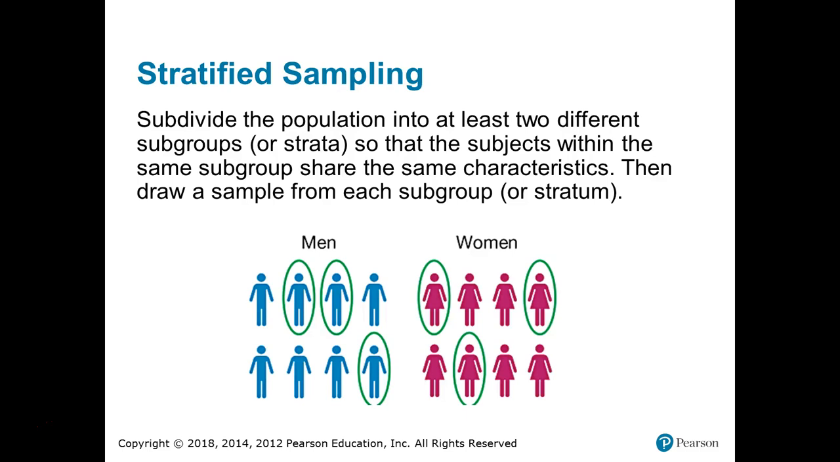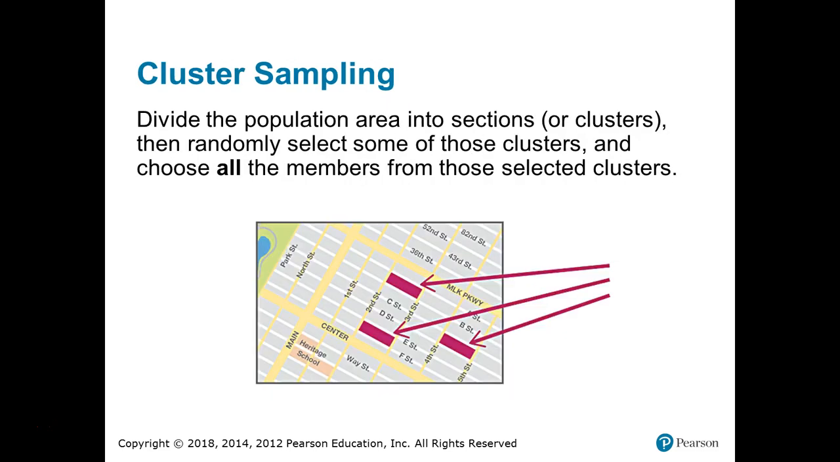Stratified sampling is when you subdivide the population into at least 2 different groups, think men and women, and the subjects within the same group share the same characteristics. And then we're going to draw a sample from each subgroup. So you separate the room, guys and girls, and then select certain ones within each subgroup.